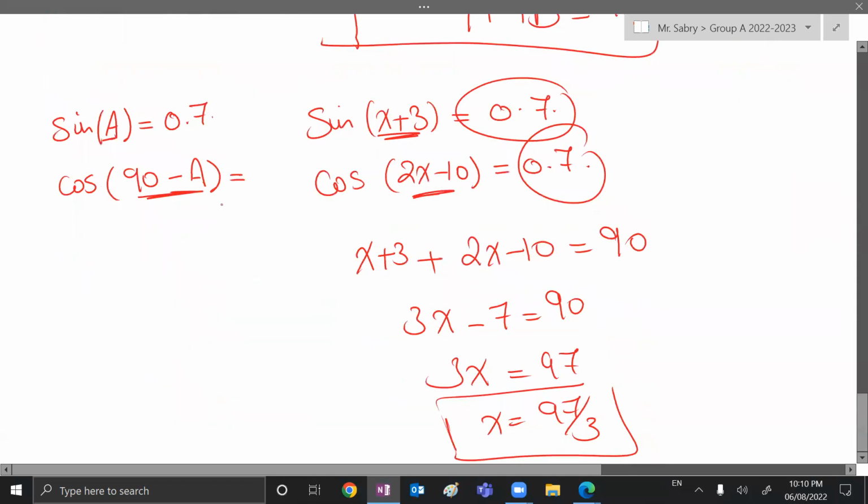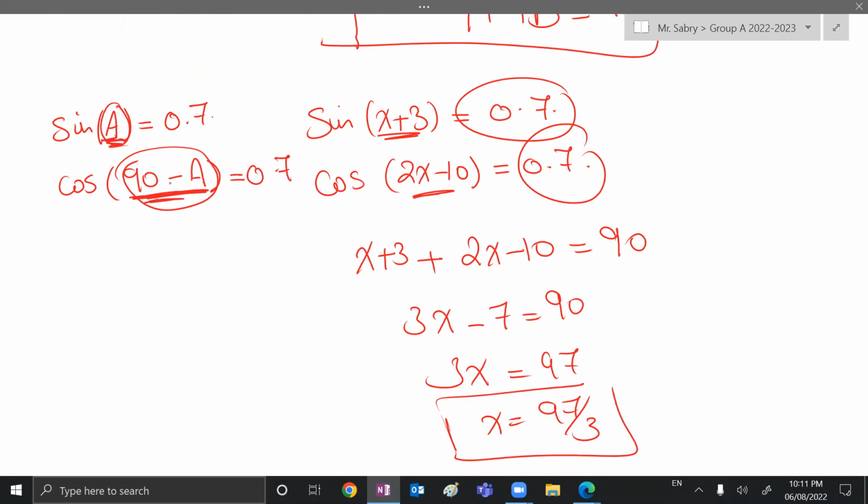So when they tell you that sine of one angle is equal to sine A, and then ask for cosine 90 minus A, what's the value? They're equal to each other, because you know that sine of one angle is equal to cosine of the other angle if both angles added are equal to 90. And that's the case here. This angle plus this angle is equal to 90, so the sine and cosine are equal to each other. Does that make sense?